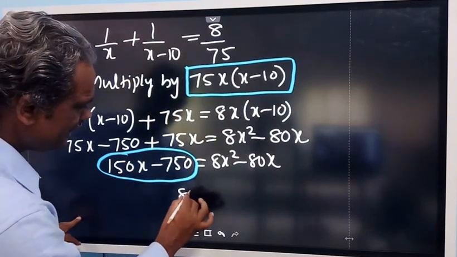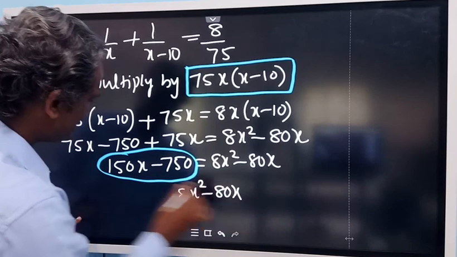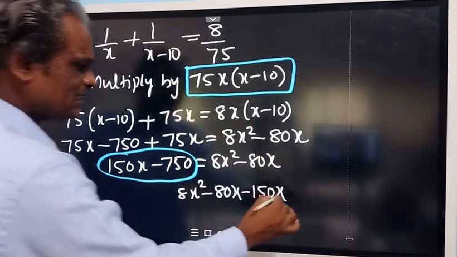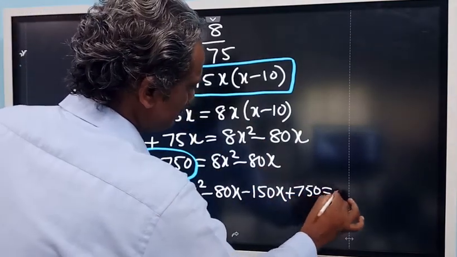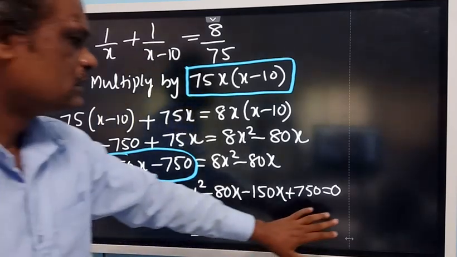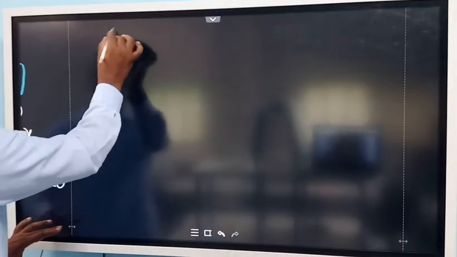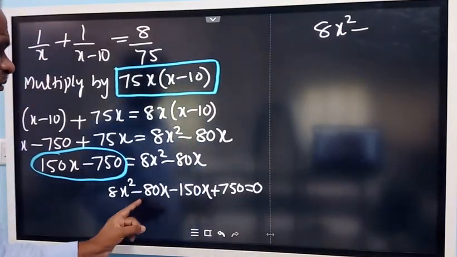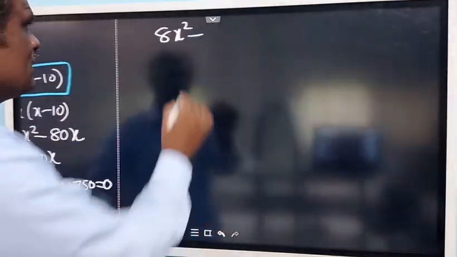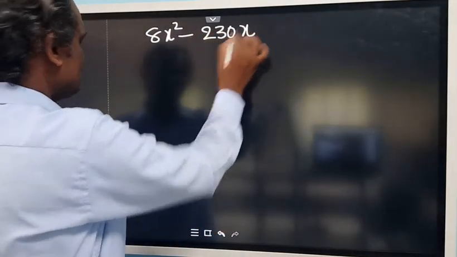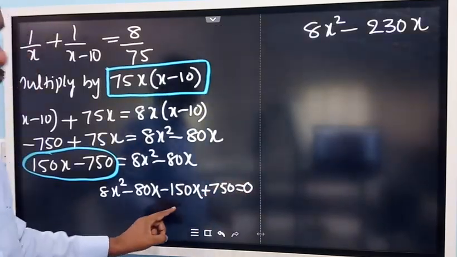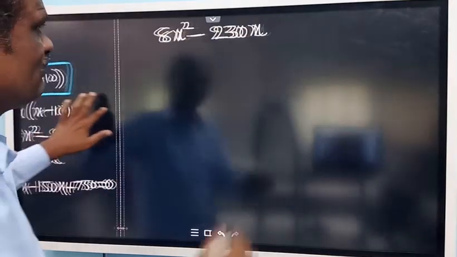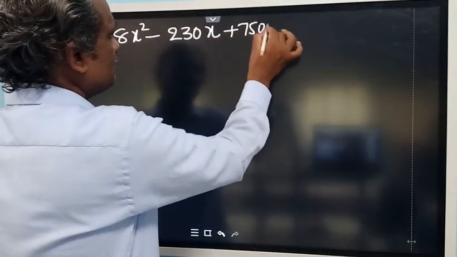So what will you get? 8x squared minus 80x. Transfer 150 to the right side, it becomes minus 150x. Minus 750 to the right side becomes plus 750, equal to 0. So now simplify this one. 8x squared, you write as it is, minus 150 minus 80, that means minus 230x. Then last plus 750 is equal to 0.